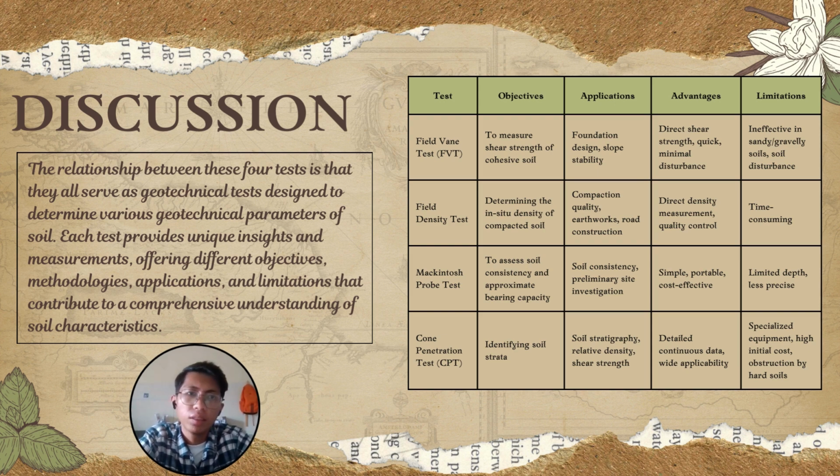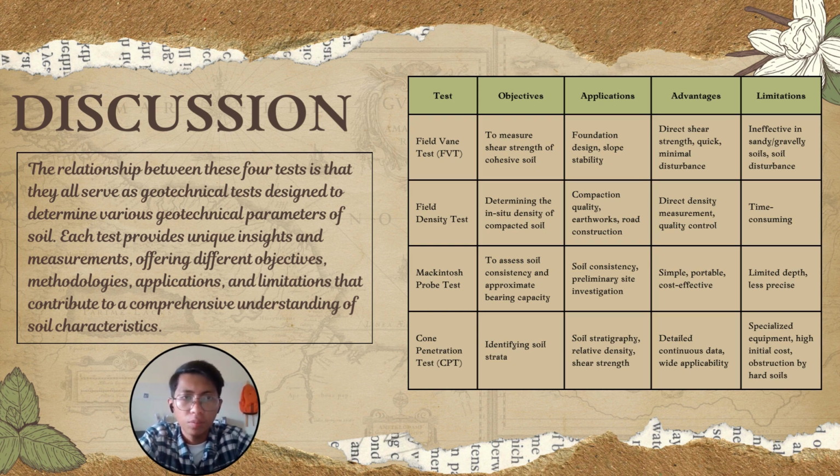The third test is Mackintosh probe test. The objective of this test is to assess soil consistency and approximate bearing capacity. So the application for this test is soil consistency and preliminary site investigation. So the advantage for this test is simple, portable, and cost effective. The limitation for this test is the test is limited to a certain depth and less precise.